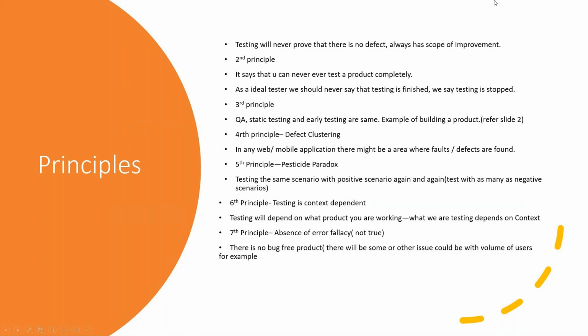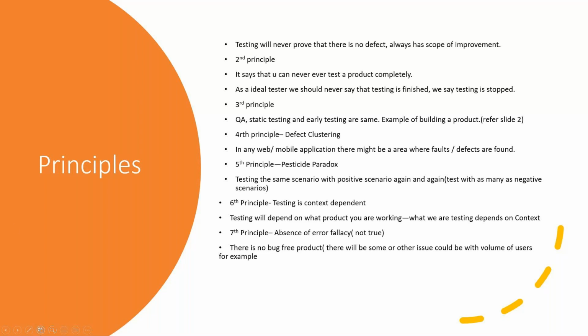So the third principle is static testing, or early testing, which is the same. It is always good to implement early testing to prevent defects and to reduce defects. And defect clustering is where you find more defects in a single page, where you have hundreds of defects, and you tell the dev team, okay, this is where we saw more defects. So the highest number of defects in one place is called defect clustering.